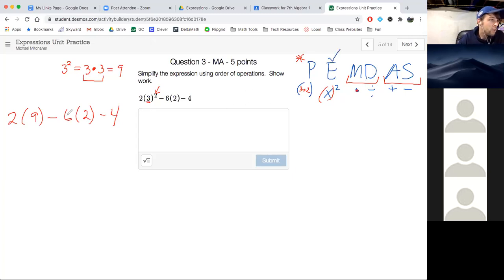Now we have some multiplication. Whenever you have a number and parentheses together like this, this means we are multiplying these together. Same here, we're multiplying these together. And we do our multiplication from the left to the right. So 2 times 9 is 18. 6 times 2 is 12 minus 4.